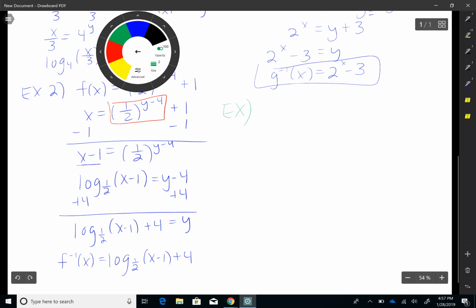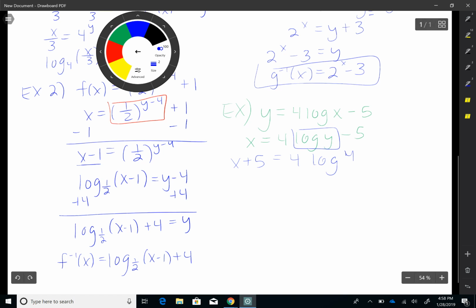One of our favorites, let's just say y equals 4 times the log of x and then minus 5. Okay, I need to switch x and y, so x equals 4 times log of y minus 5. Now I need to get log y by itself. So I'm going to add 5, so I'll have x plus 5 equals 4 times log y.